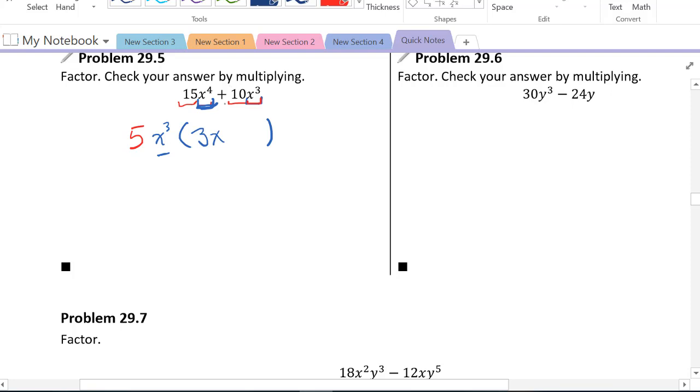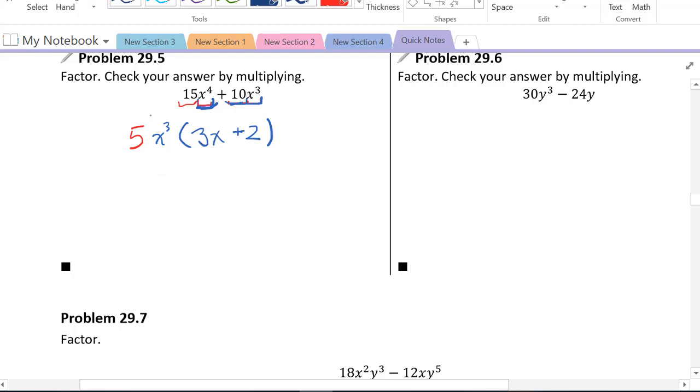And then here I'm doing 10, right? This guy is 10 divided by 5, which is a positive 2, okay? And this guy, the 10, only has x cubed, and I'm pulling out x cubed, so I'm pulling all of them out. So that's why there's no more x's here, okay? That's how you factor that one.